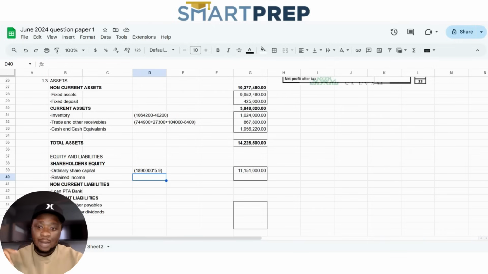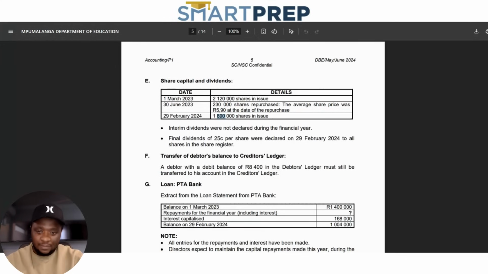Next is retained income. Now with retained income, remember that when we do the note, we start with the balance at the beginning of the year. We add profit after tax. We subtract the portion of the repurchase of shares that is above the average issue price, and then we subtract our dividends.